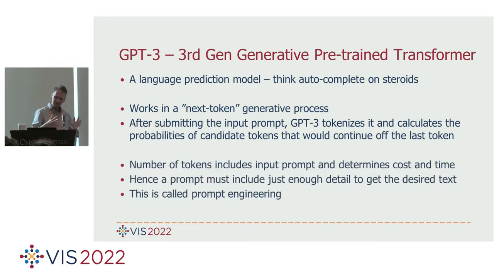The number of tokens allowed with GPT-3 covers the input and what it outputs. So it determines the cost. Actually, you have to pay for this after a while, and it also determines the time it takes to get the caption. So you have to be very attentive to how much input you provide to get the right output. This is called prompt engineering, and it is the key task in this.